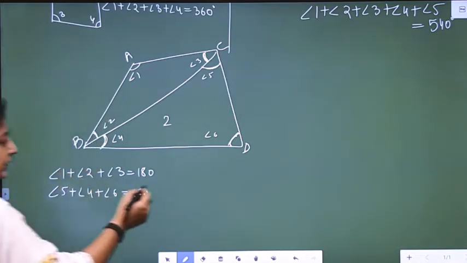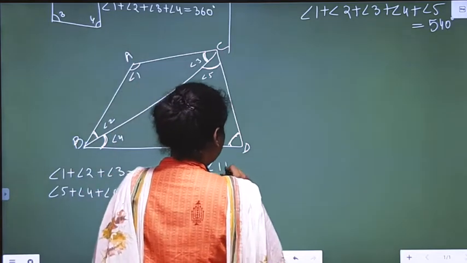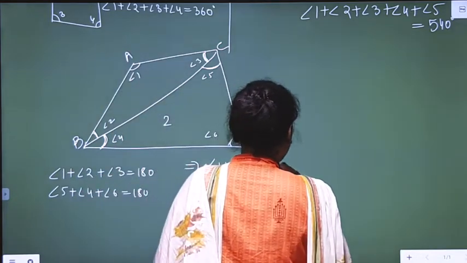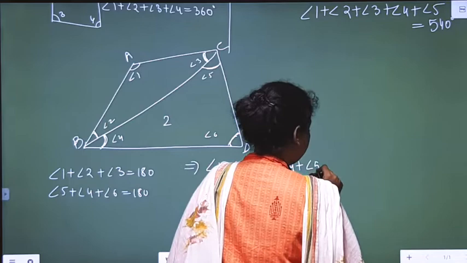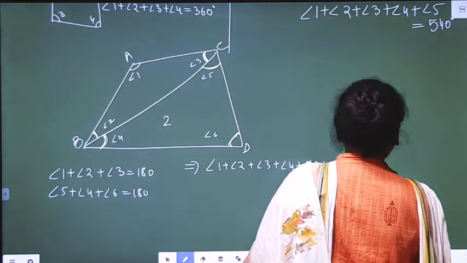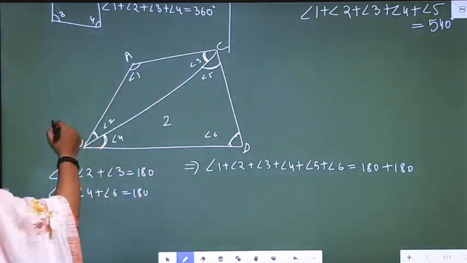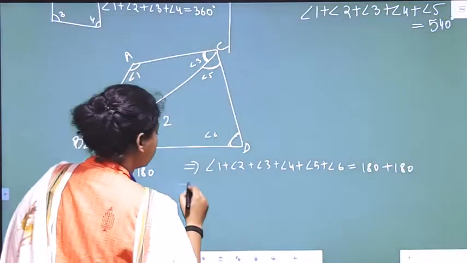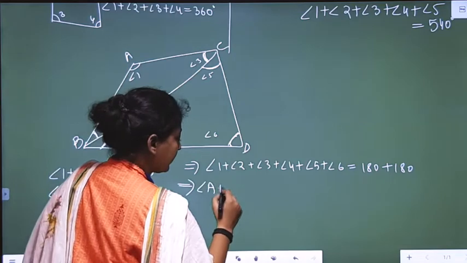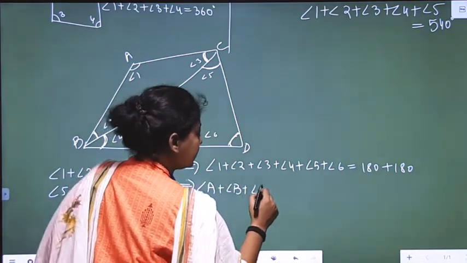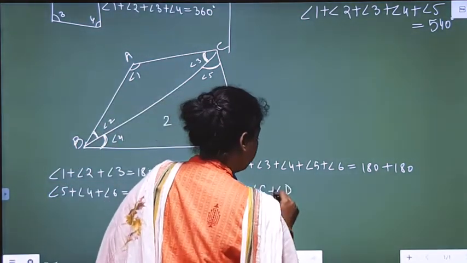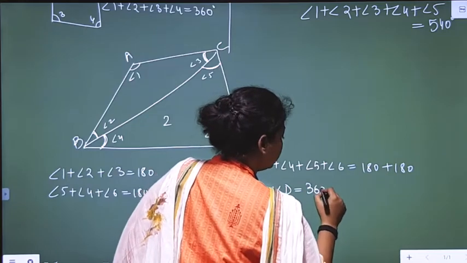If we add all of these, we get angle 1 plus angle 2 plus angle 3 plus angle 4 plus angle 5 plus angle 6 equals 180 plus 180. Angle 1, 2, 3, 4, 5, 6, all of these angles added together gives us angle A plus angle B plus angle C plus angle D. This is equal to 360 degrees.